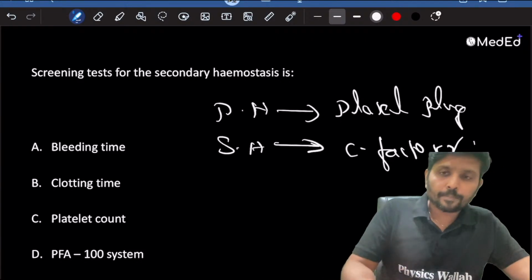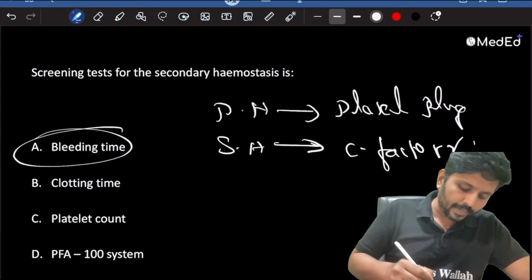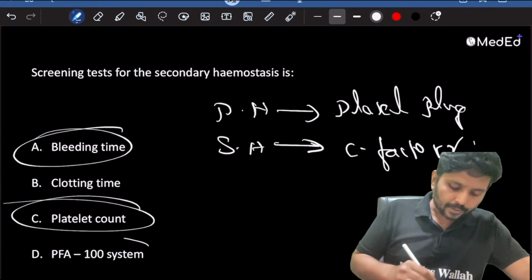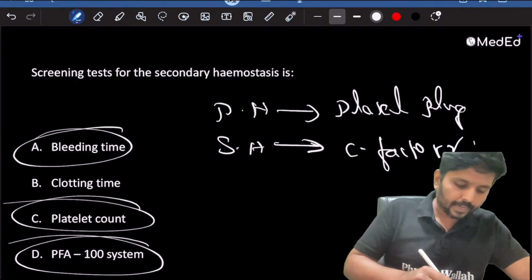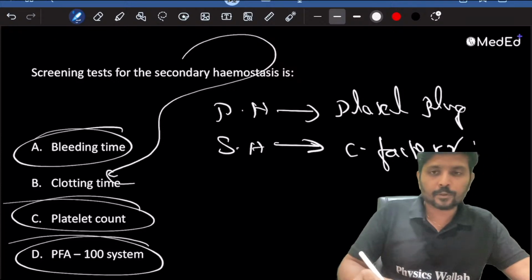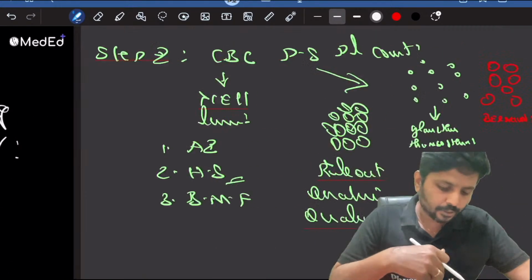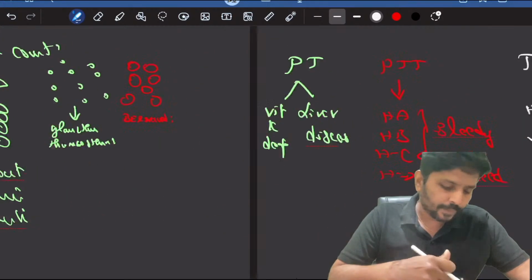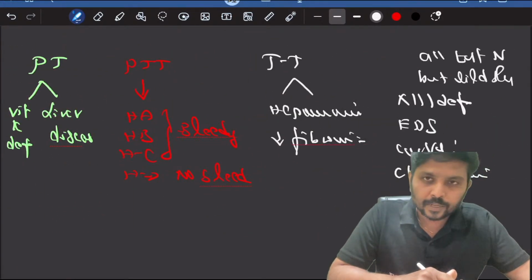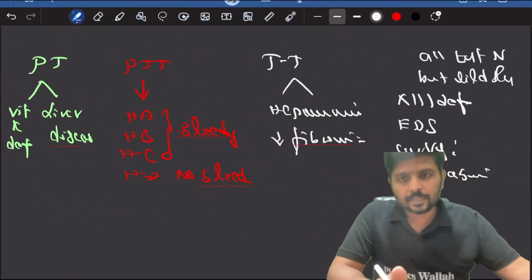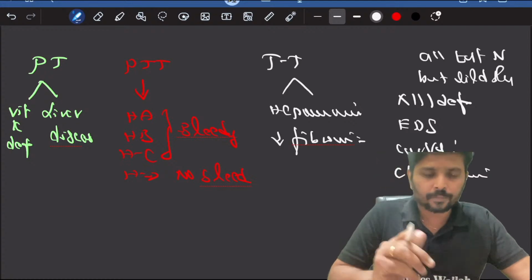So tests for primary hemostasis are bleeding time, platelet count, as well as platelet function analyzer, whereas clotting time is for secondary hemostasis. Remember, we don't do bleeding time, clotting time nowadays. We just do CBC, peripheral smear, prothrombin time, partial thromboplastin time, thrombin time. When all tests are normal, what are all the differential possibilities?